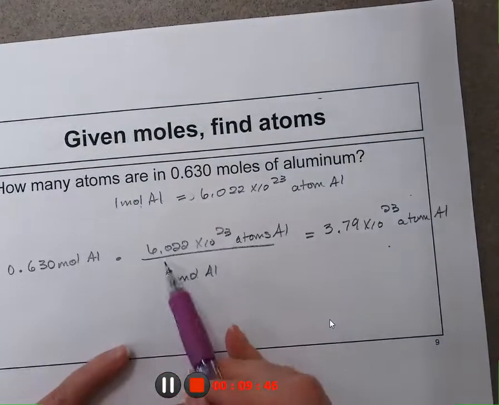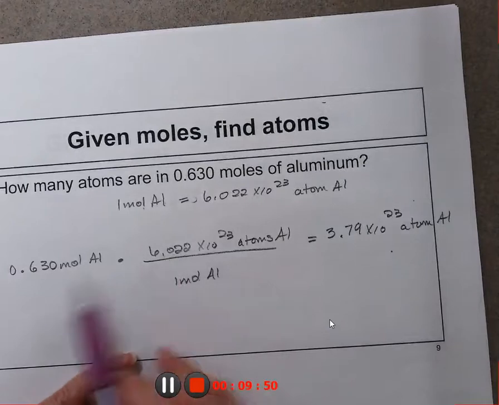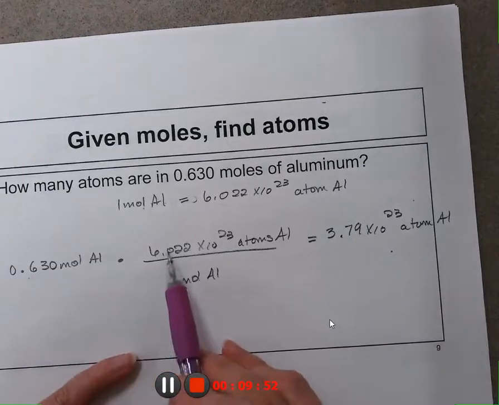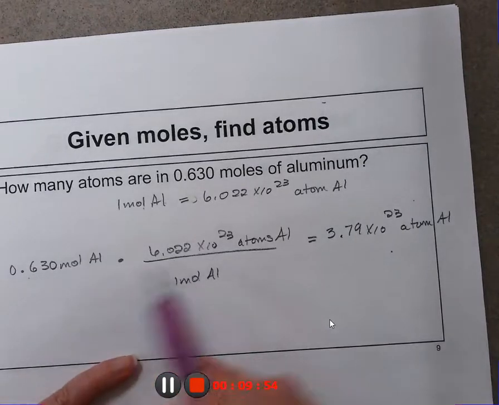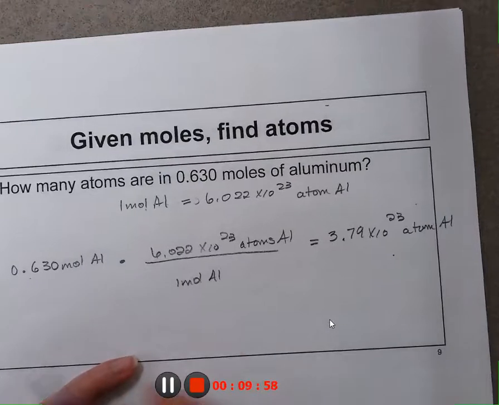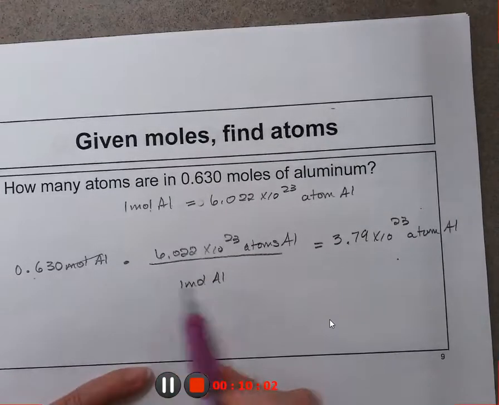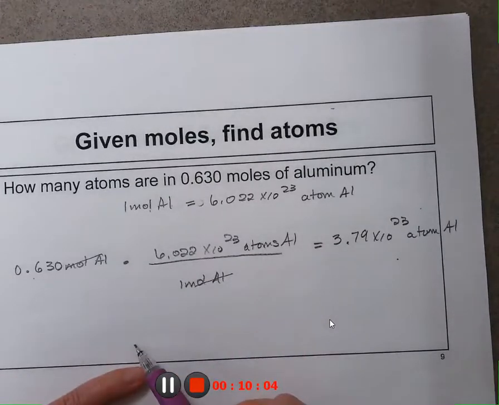Okay, so we do expect to see a little bit smaller number because you're multiplying by a fraction of Avogadro's number. Okay, a little more than half. All right, so moles of aluminum cancel, and you're left with atoms.